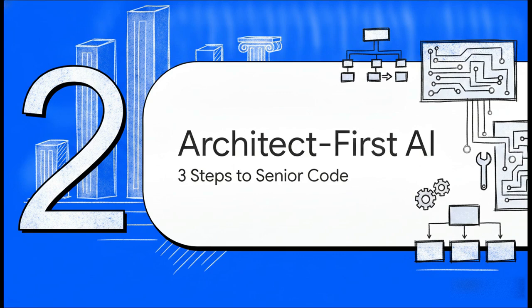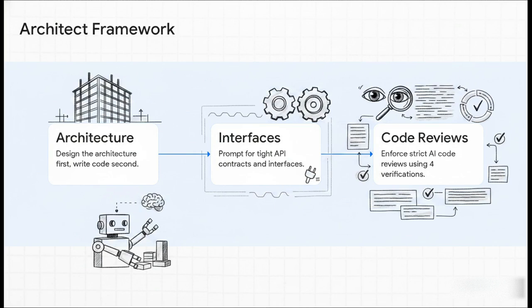Here are 3 steps to senior-level execution. Look, senior engineers know that AI is a fantastic executor, but it is a downright terrible architect. To keep your codebase healthy, you've got to follow 3 strict rules on every single project. Number 1, architecture first, code second. Number 2, prompt for interfaces. And number 3, enforce strict code reviews.